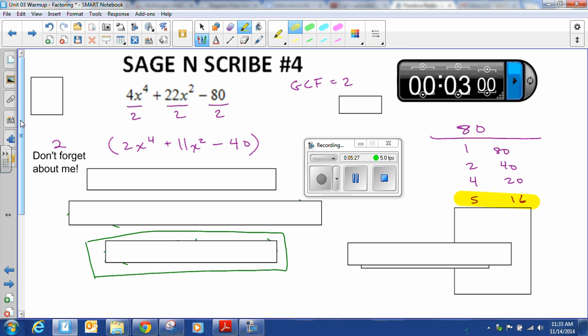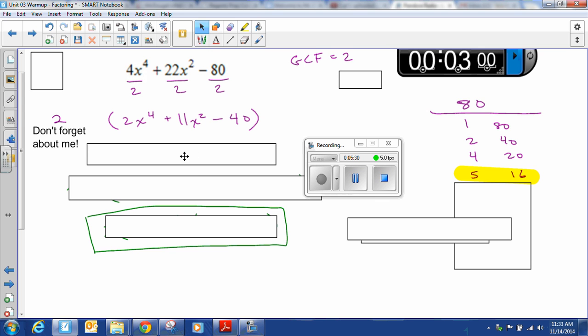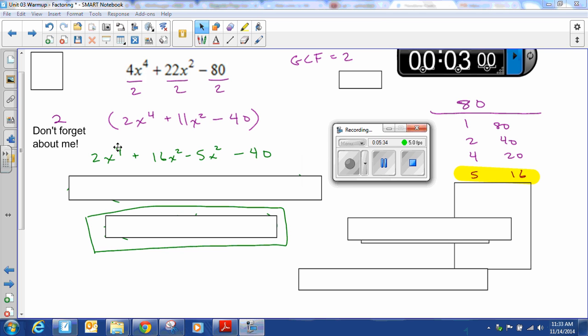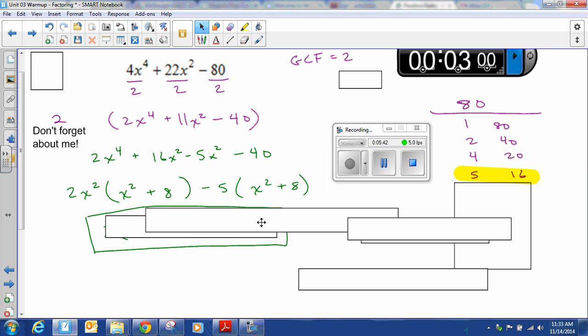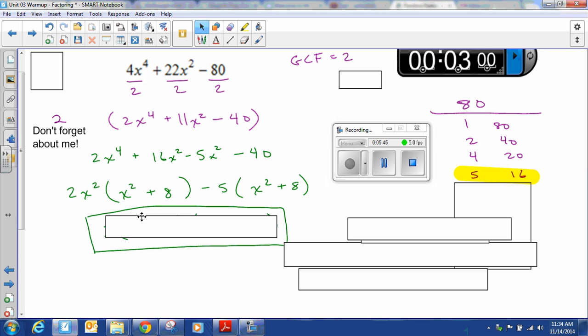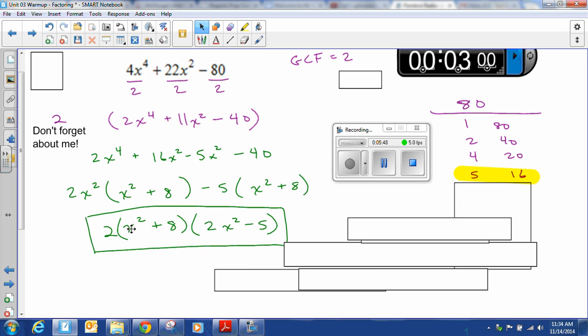So this is where we will split the middle term and represent our trinomial as this 4-term polynomial. We split the middle term, 11x squared is now 16x squared minus 5x squared. And we'll factor by grouping, giving us our final answer of x squared plus 8, 2x squared minus 5. And this 2, I did not forget about you, put you on in the very beginning, outside the parentheses, showing that in order to multiply and get back to the original expression, you have to FOIL and then distribute the 2 throughout. So there you go.